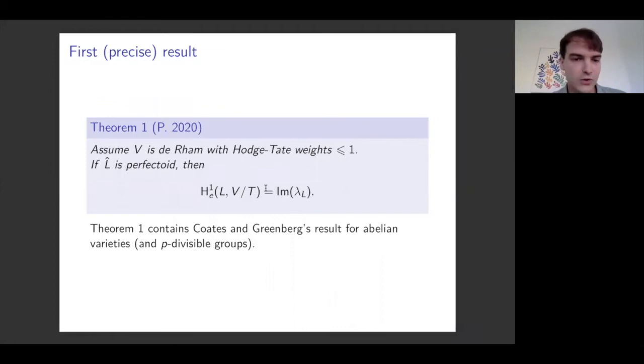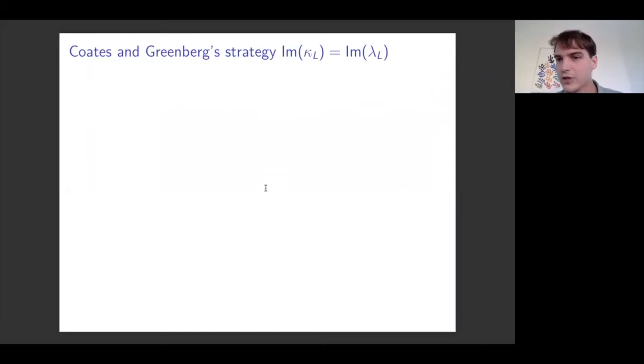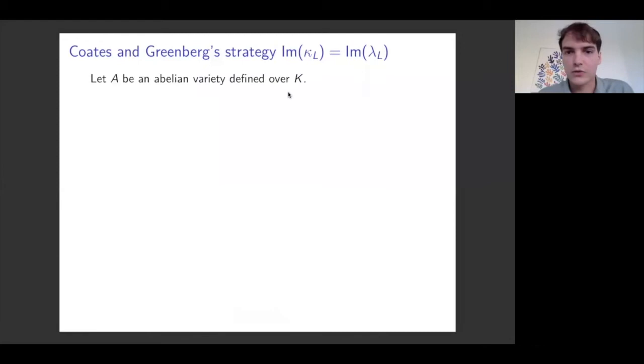But before starting to talk about maybe a bit abstract p-adic theory objects, I would like to quickly review simply the strategy of Coates and Greenberg, because we will mostly follow the idea. So how did Coates and Greenberg prove their theorem, in the big line? Pick an Abelian variety defined over K.